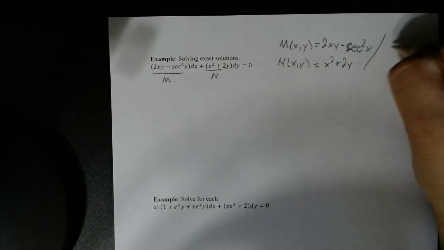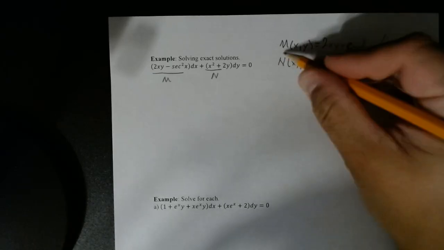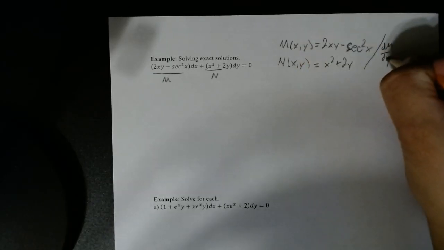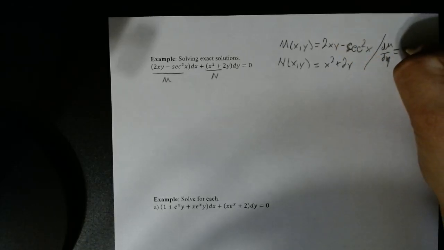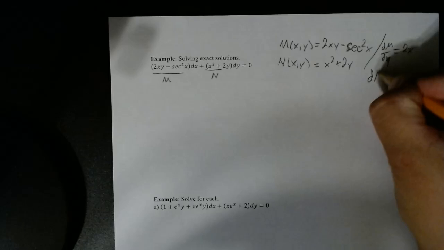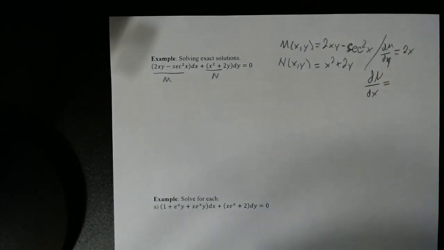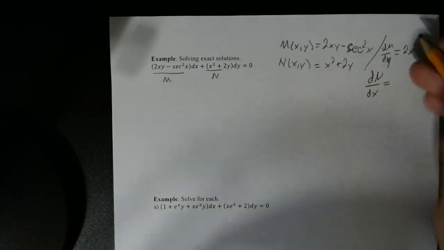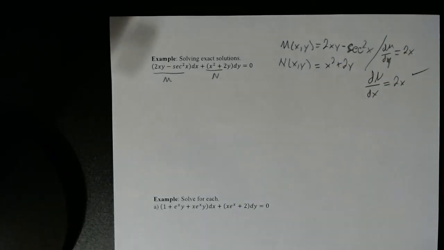If I take M with respect to y, that's nice, that goes away because it's a constant. We just get 2x. Now we take the derivative of N with respect to x. That goes away, and we also get 2x. So it works. We will get an exact solution because of this, which is great, meaning we're not going to do all this work for absolutely nothing.